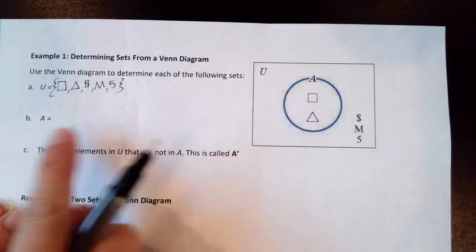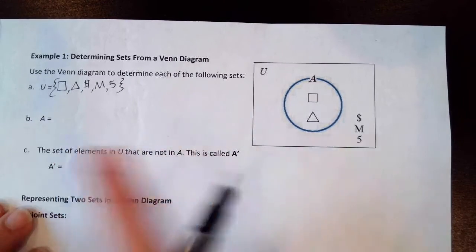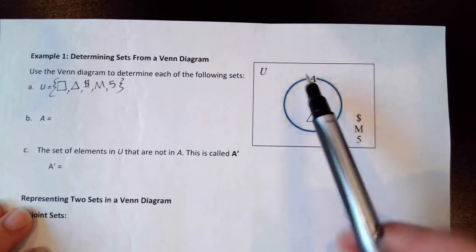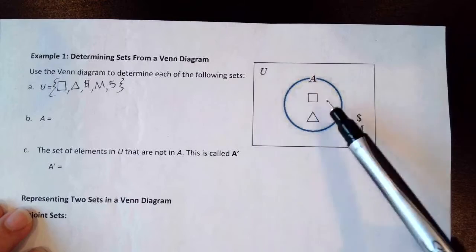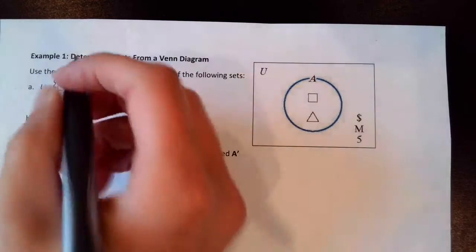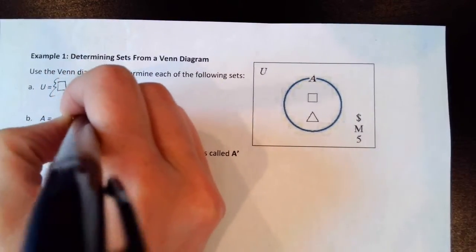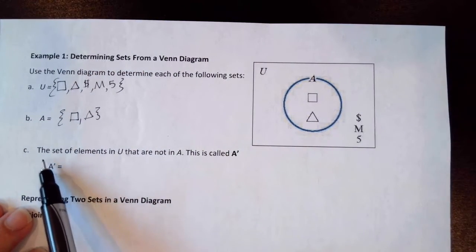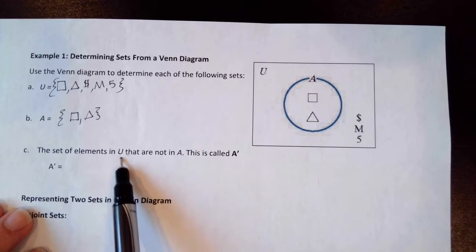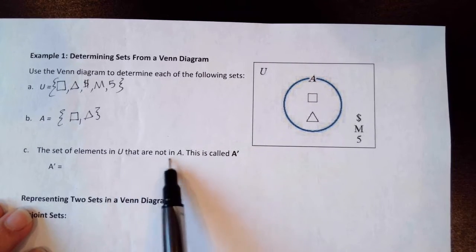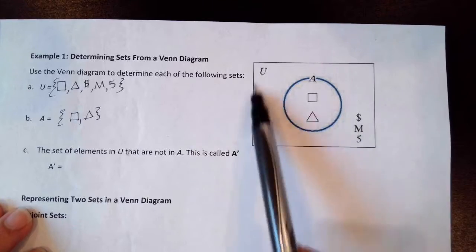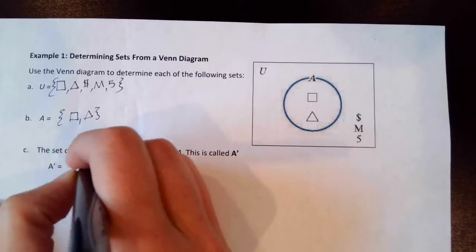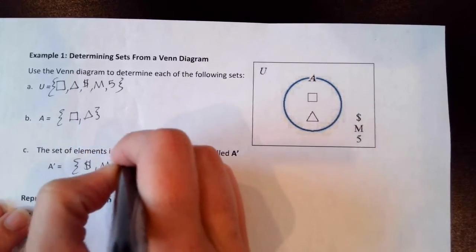That's fine. Then I want to know what is in the set A. So the set A is represented over here by this circle. So if I'm asking you what is in set A, I'm asking you what's inside this circle. So you would just say that's a square and a triangle. And then the other thing I can ask you is what are the elements in U, so inside the rectangle, that are not in A? So I need to be in the rectangle but not in the circle, and that's these guys over here. So that would be the $ sign, the M, and the 5.